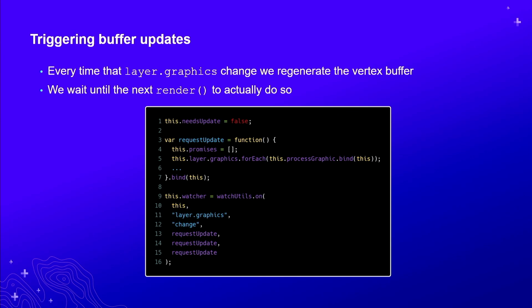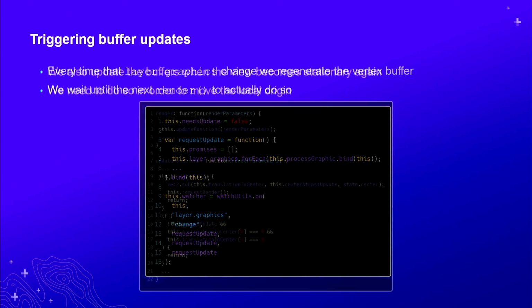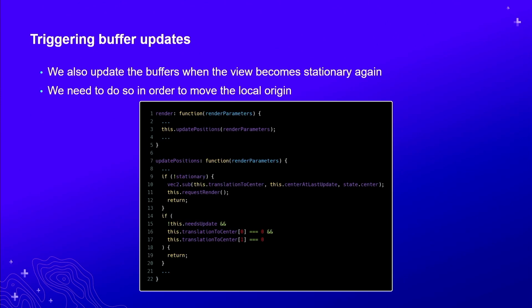So when do we actually need to write to the vertex buffers? There are 2 conditions. The first one is obviously when the layer.graphics change. Every time that there is an addition, a removal, or some sort of change to the graphics collection, we need to regenerate the geometry that represents those graphics. So we listen for changes to the layer.graphics collection, and we schedule, if needed, an update on the next render cycle. But there is another condition that we have to take into account.